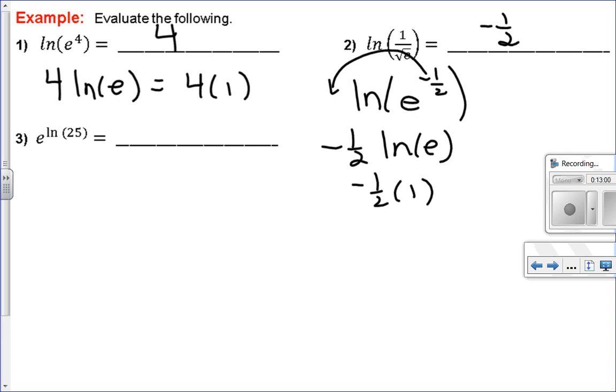Okay, e to the natural log of 25 exponent. So e and natural log, exponent and natural log, cancel each other out. They are inverses of one another, and that just has a value of 25.